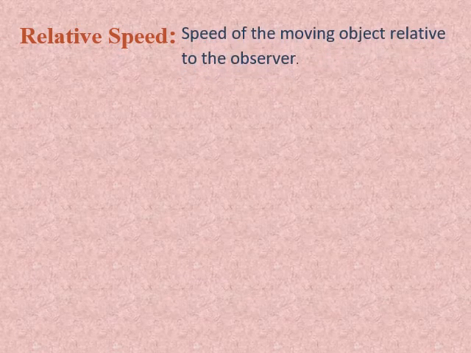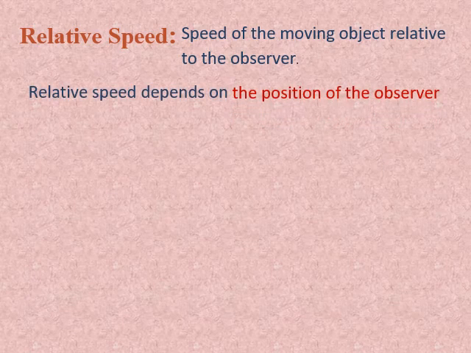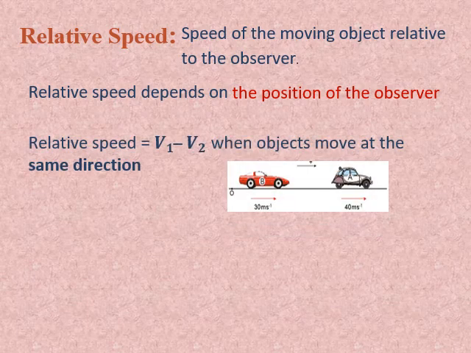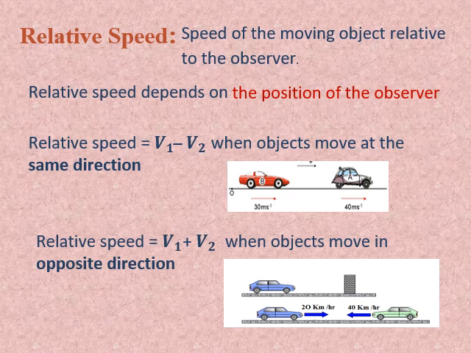So, after this explanation, you can identify the definition of relative speed. Relative speed is the speed of the moving object relative to the observer. So I can say that relative speed depends on the position of the observer. When the two bodies move in the same direction, relative speed equals v2 minus v1. When the two bodies move in opposite directions, relative speed equals v1 plus v2.